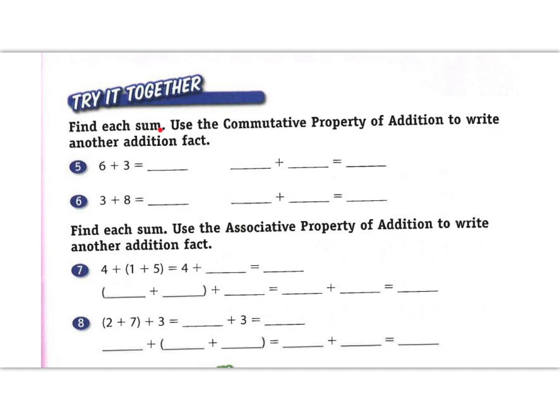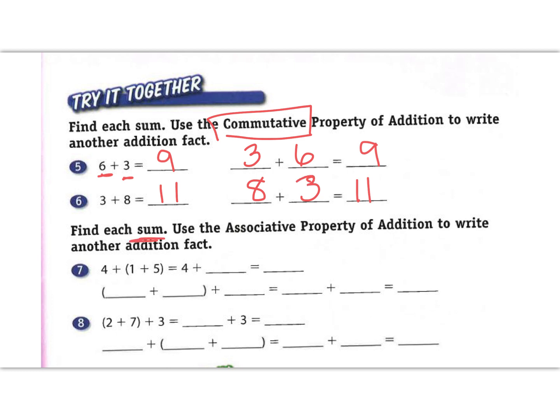Sum, remember, means addition. Use the commutative property of addition to write another addition fact. So we know that 6 plus 3 is 9. Well, we also know then that 3 plus 6 equals 9 because you can use that commutative property to flip those around. 3 plus 8 is 11, or flip them around for commutative, 8 plus 3 equals 11.